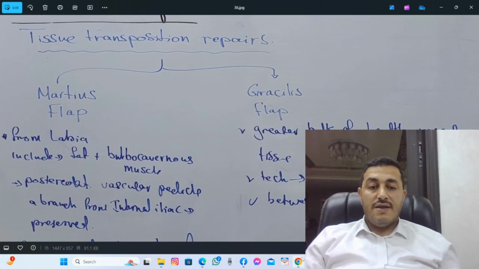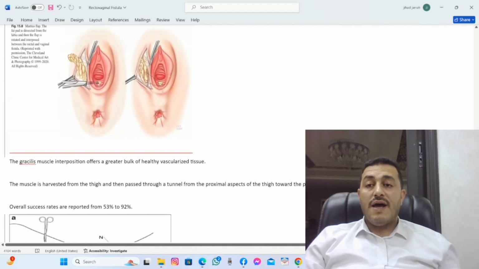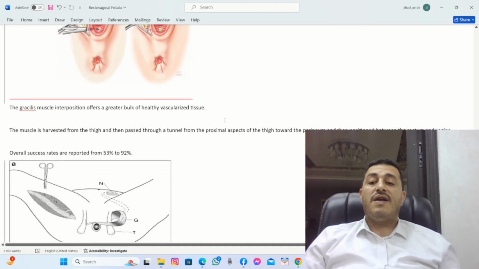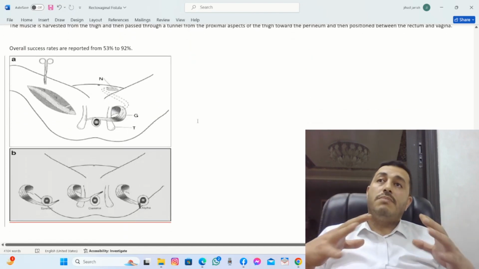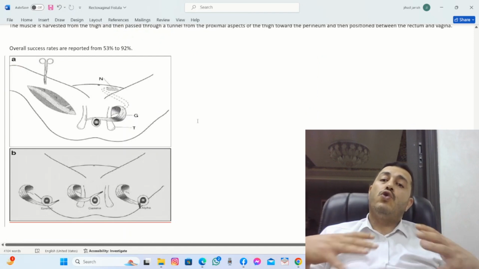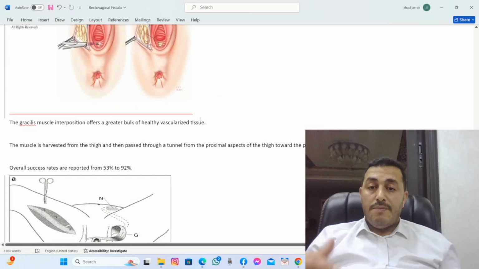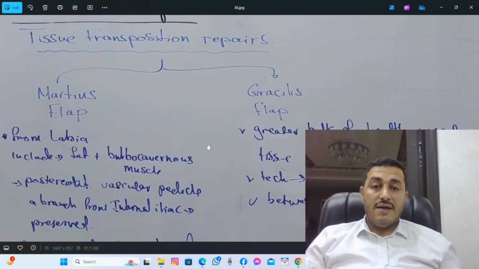These are the two options for the transposition flap: the Martius or bulbocavernosus flap and the gracilis flap. There is no clear indication, but we can say that for more complicated cases, such as Crohn's, radiation, or previous failed attempts, it is advisable.